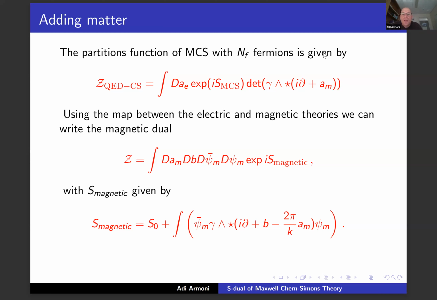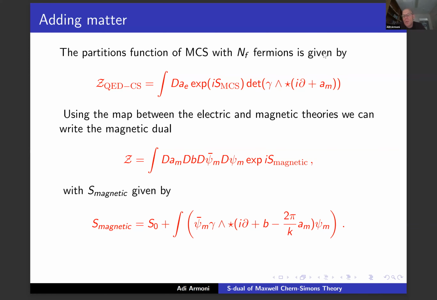But because I know the explicit map between the electric variables and the magnetic variables, I can simply, instead of AM, sorry, I should have written here AE. It's not AM, it's AE in the top line. I can replace AE by AM and B. And using that, I can integrate back and write the magnetic partition function. So the magnetic theory will be the previous magnetic theory plus magnetic quarks coupled to both B and AM, as written in the last line of this slide.